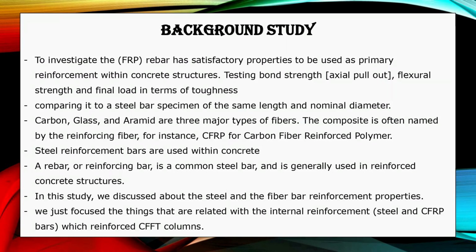Carbon, glass, and aramid are three major types of fibers which are used in construction. The composite is often named by the reinforcing fiber, for instance, CFRP for carbon fiber reinforced polymer. Besides that, steel reinforcement bars are used within concrete due to their high performance with regards to strength, coefficiency, and wide availability. A rebar or reinforcing bar is a common steel bar and is generally used in reinforced concrete structures.